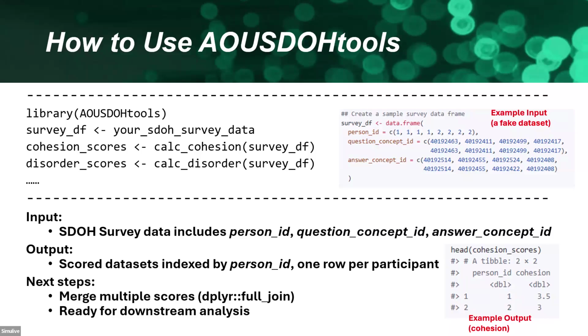So on the right side is an example of the input. It mimics the long format used in the All of Us platform. Each row is a single answer from one person to one question.